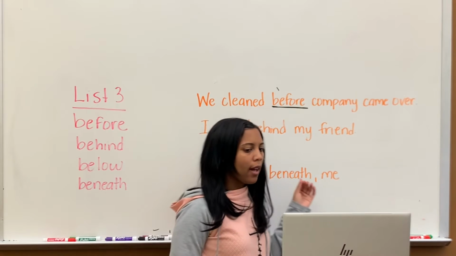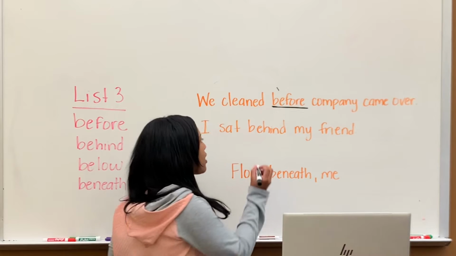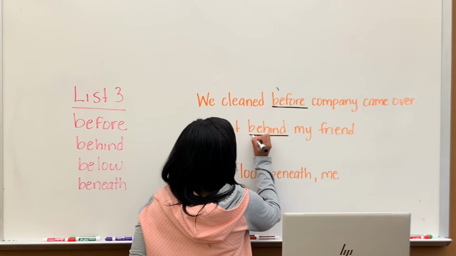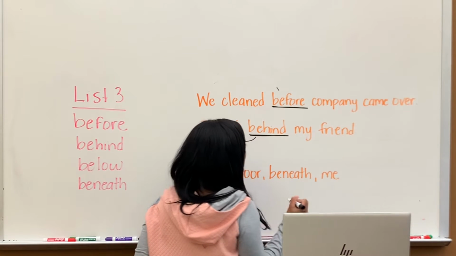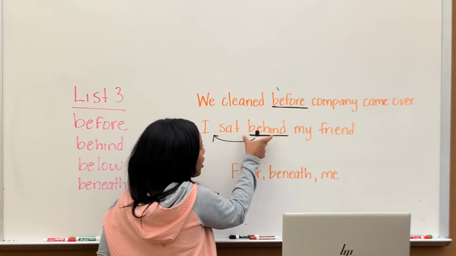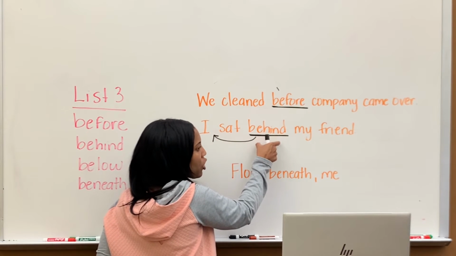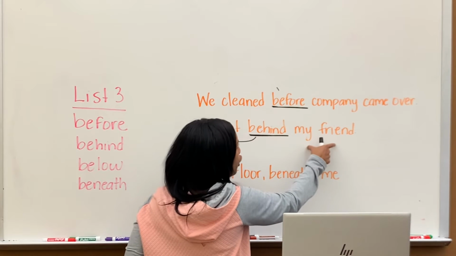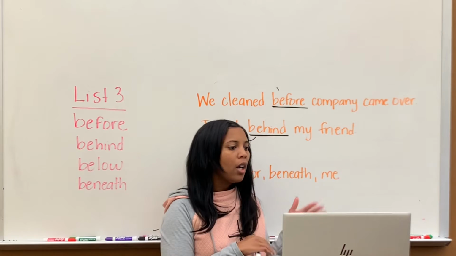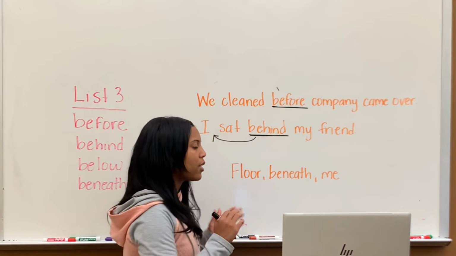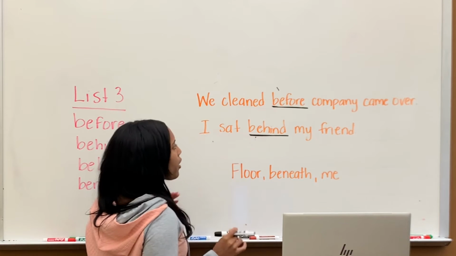So the next one I have, I sat behind my friend. My preposition in this sentence is behind. It's connecting I, and what did I do? I sat behind my friend. That preposition helps to connect I sat and my friend. It shows the relationship. You sat behind your friend. Okay, that's the job of prepositions. They show the relationship of nouns or pronouns to another part of the sentence. It shows how they're all connected.